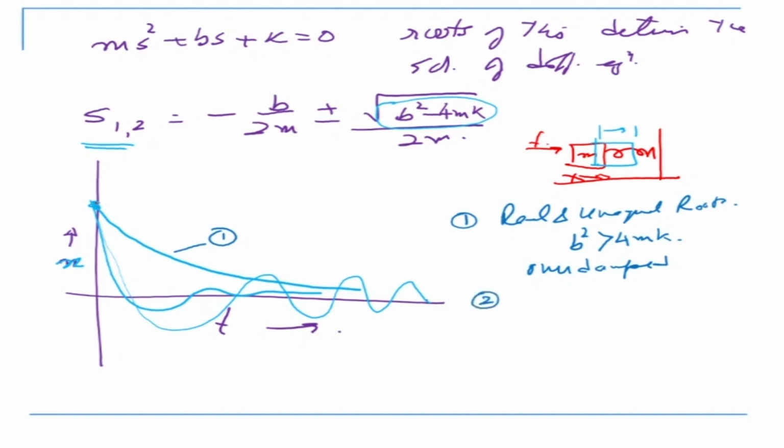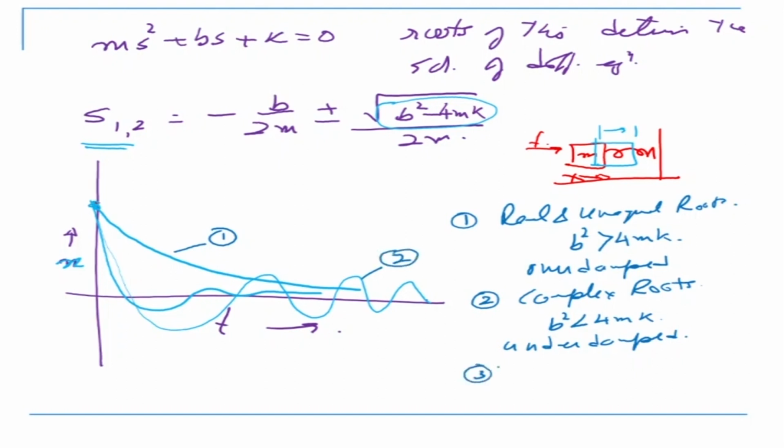Second is if the roots are complex, or if they are imaginary. So complex roots means that b squared is less than 4mk, and this means an oscillating kind of behavior, or underdamped behavior, okay, which is equal to this one. So this is my 2.